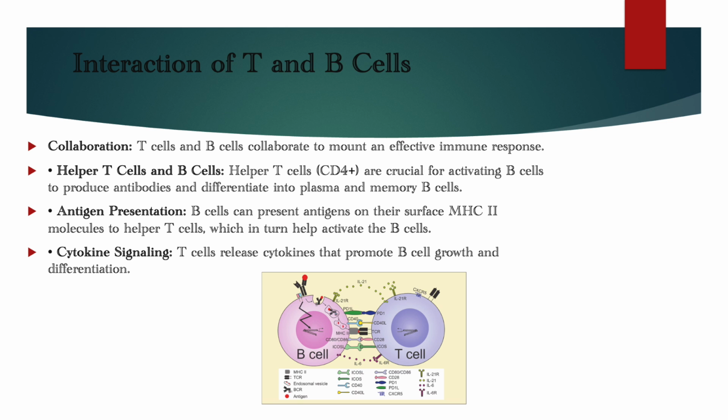Upon encountering the antigen, B cells can process and present these antigens via major histocompatibility complex 2 molecules to helper T cells. This interaction is crucial as it helps to fully activate the B cells, leading them to differentiate into either antibody-producing plasma cells or long-lived memory B cells. This cooperation ensures that the immune system can not only respond to infections effectively, but also build memory to combat future reinfections by the same pathogen.